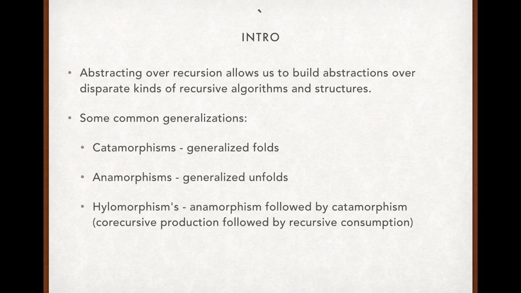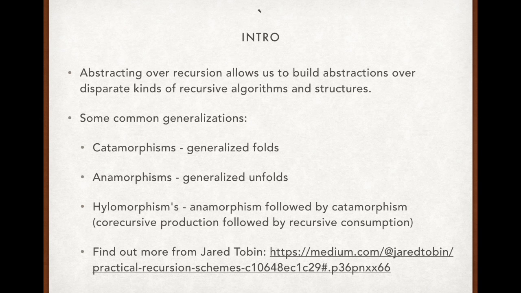You went over here: co-recursive production followed by recursive consumption. So you're saying the anamorphism is co-recursive, but the catamorphism is just plain single recursive? Yeah, because remember, unfolds are co-recursive, meaning they build a structure up. So anamorphisms, because they're generalized unfolds, are co-recursive. They start with some seed and build up from there.